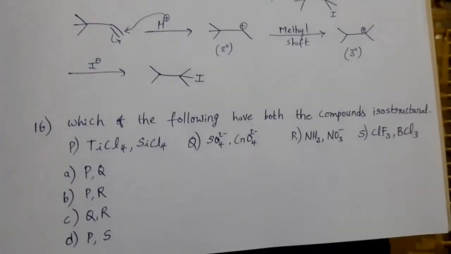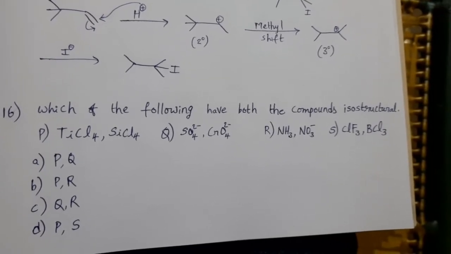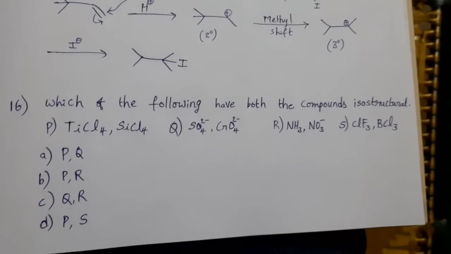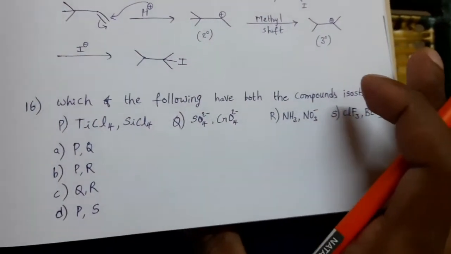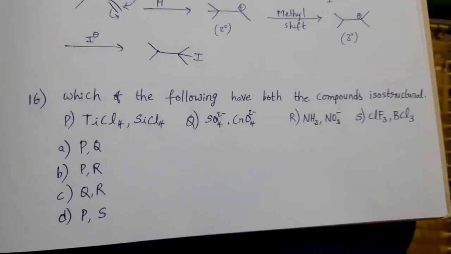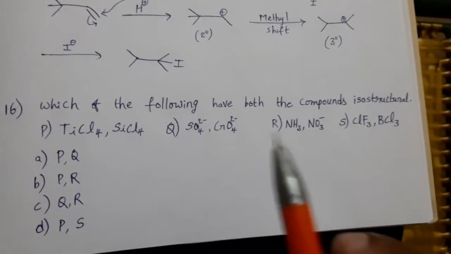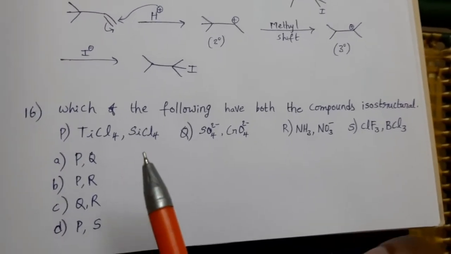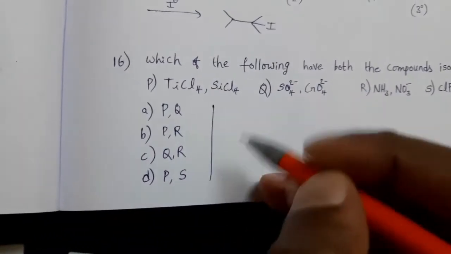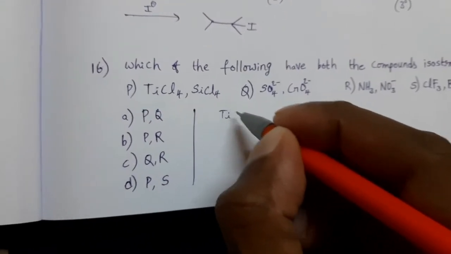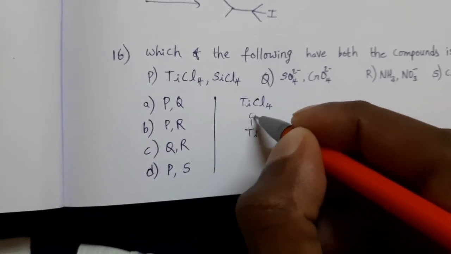Next one. Which of the following have both the compounds isostructural? Isostructural means similar structure. Different compounds having similar structure are called isostructural compounds. Here 4 options are given. In these, which 2 have the same structure? See this, TiCl4, titanium tetrachloride. It has a tetrahedral structure.